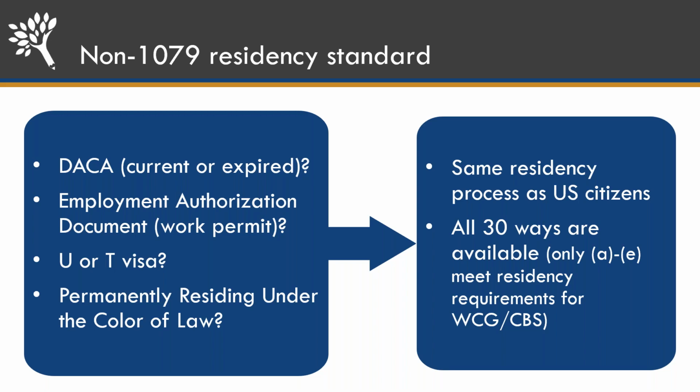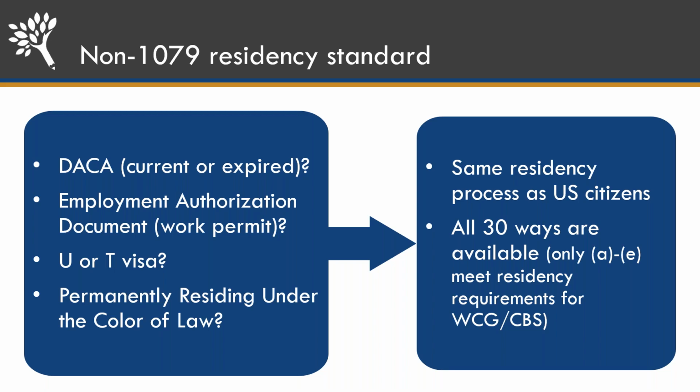Now, whether or not they meet residency requirements would be based on, obviously, if they met 1079 or if they meet the non-1079 residency standards. So going back to this slide here, the four listed here are really the primary ones that would meet the non-1079 residency standard. And what that really just means is they've passed one test, and then the second test is that you still have to make sure that they are residents. So they're either a resident through domicile or one of the other 30 ways.